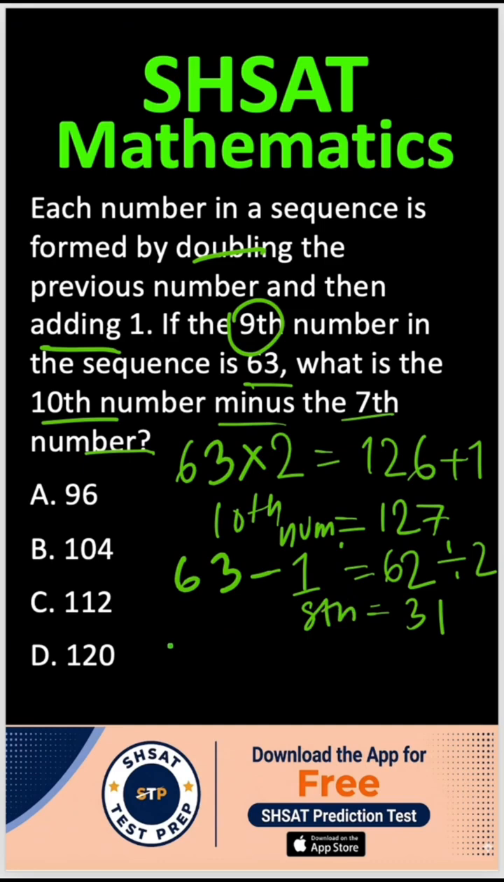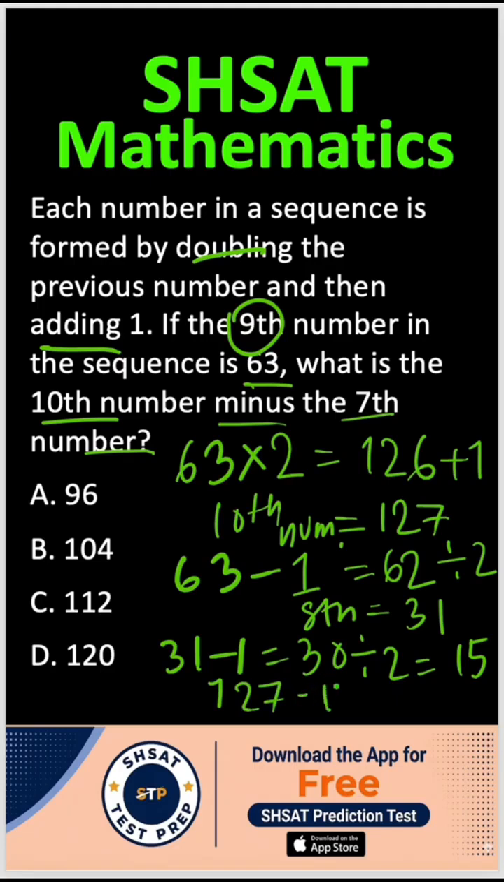Then we can find the 7th number, which is 31 minus 1 equals 30. 30 divided by 2 gives us 15. So this is the 7th number. So now 127 minus 15 equals 112. And with that, the correct answer is option C.